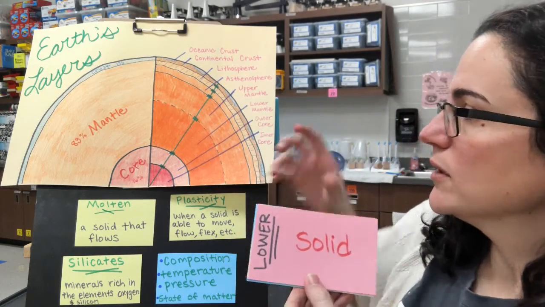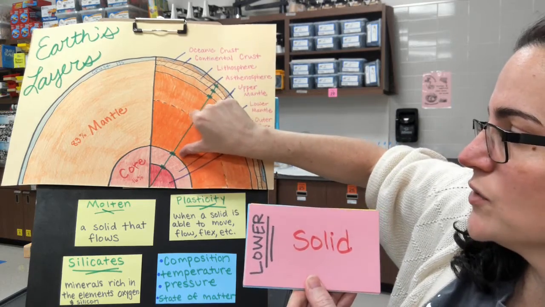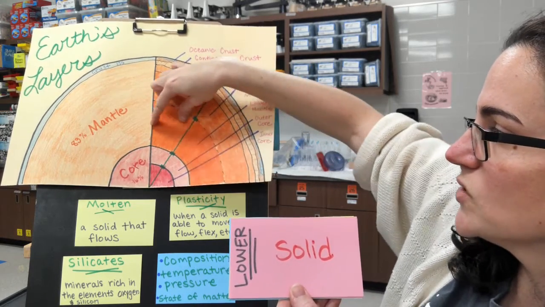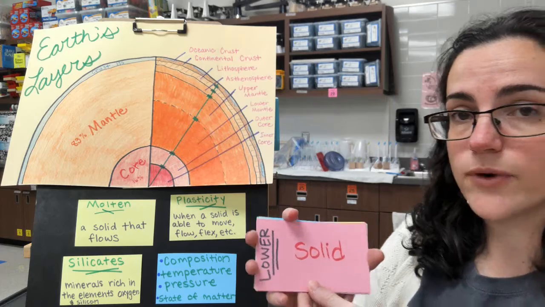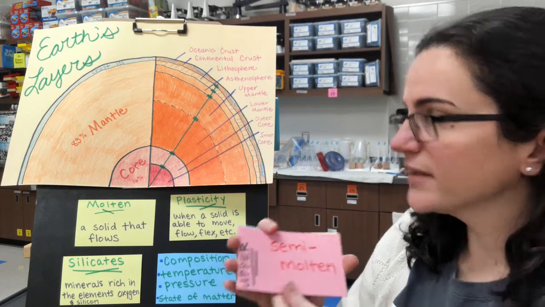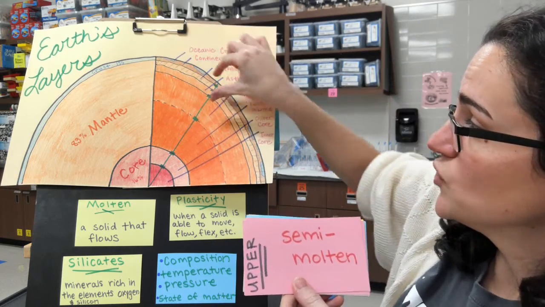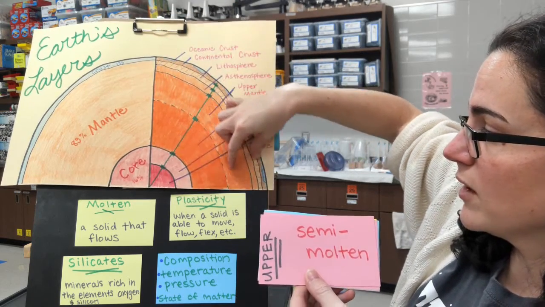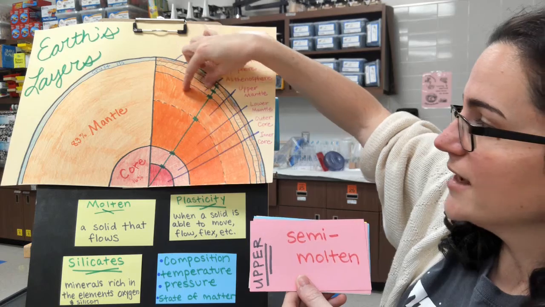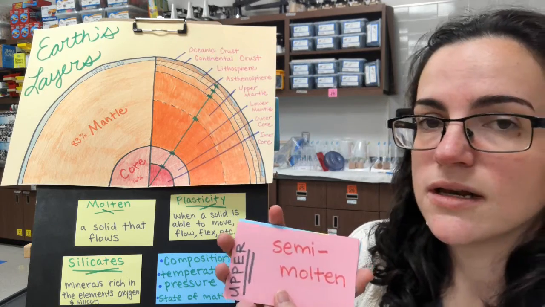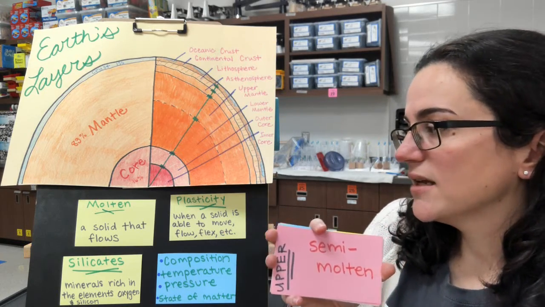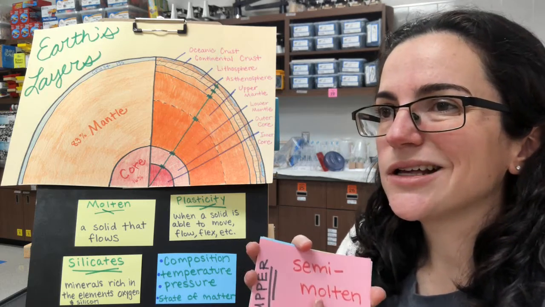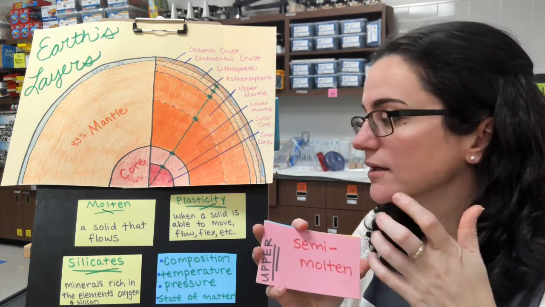Now the lower mantle, that is a solid layer right there. But the upper mantle, this chunk right here that kind of looks like it consists of 3 layers, that is a semi-molten state. And when we talk about molten, that's like a solid that flows.